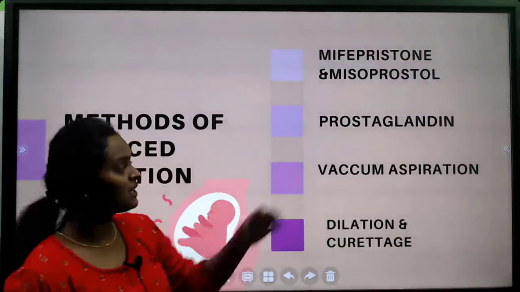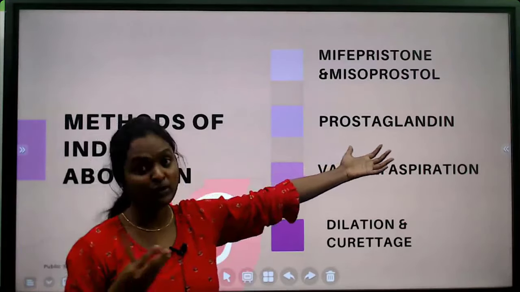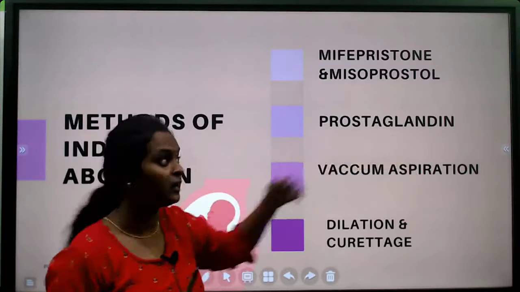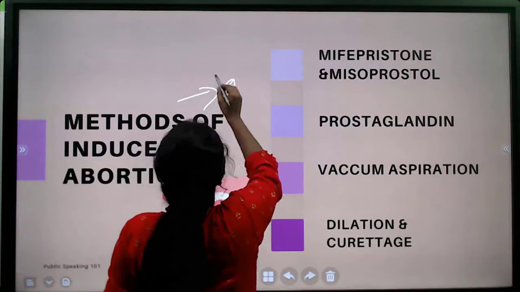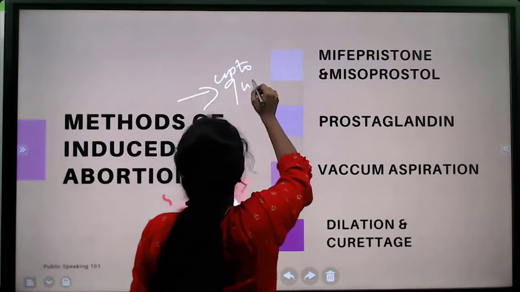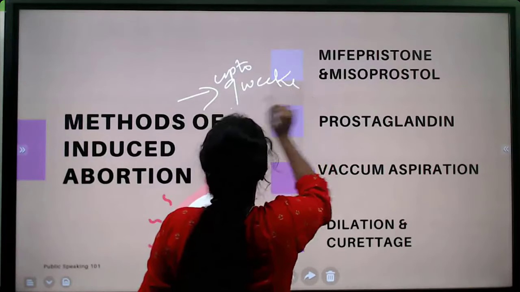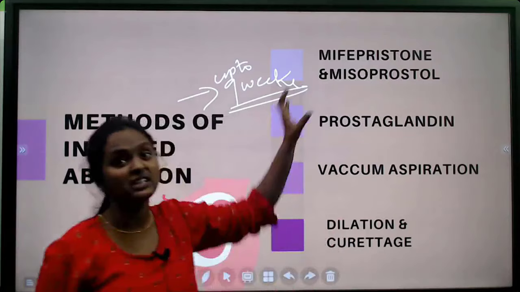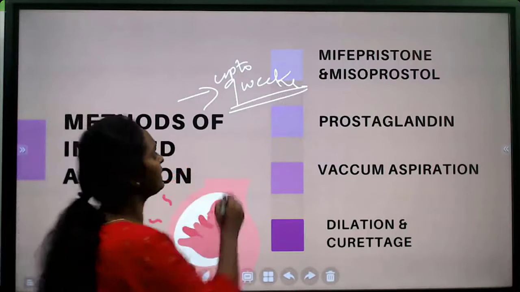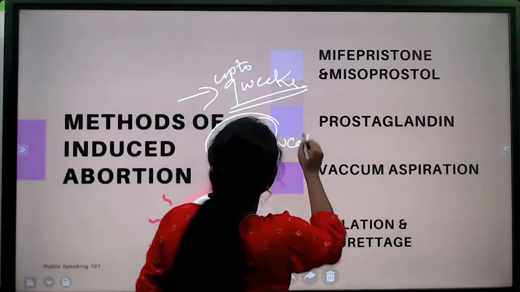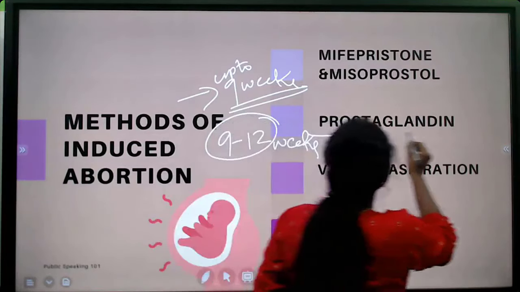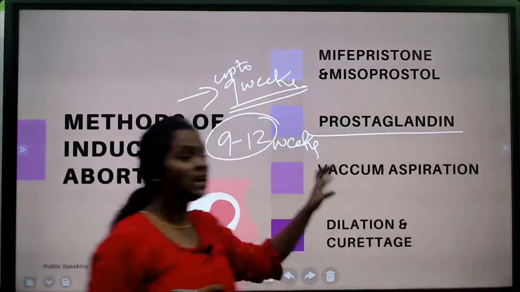And next one is the medical. One more drug is there, that is prostaglandin. If the pregnancy is up to 9 weeks, we will prefer this medicine. And if the pregnancy time is 9 to 12 weeks, which medicine is preferable? Prostaglandin.